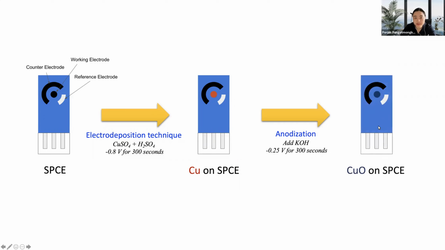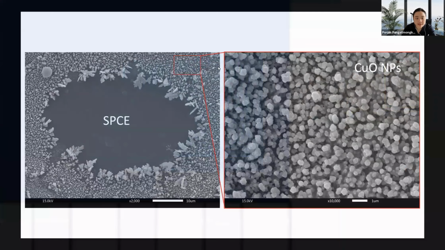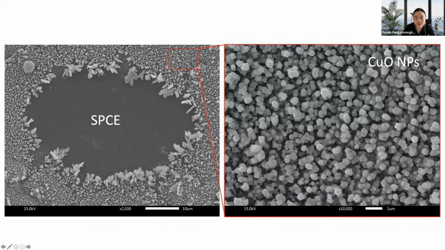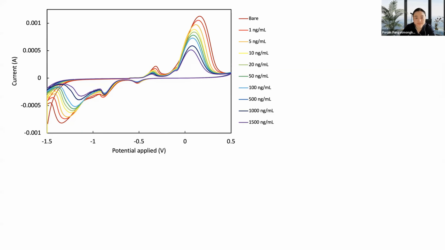If we zoom in into the microscopic view of the electrode, we will find that the copper oxide nanostructure has been fabricated onto the SPCE. The dark area is the SPCE, carbon based, and the white spots are the copper oxide nanomaterials. So those copper oxide nanoparticles will be sized between 200 and 300 nanometers.